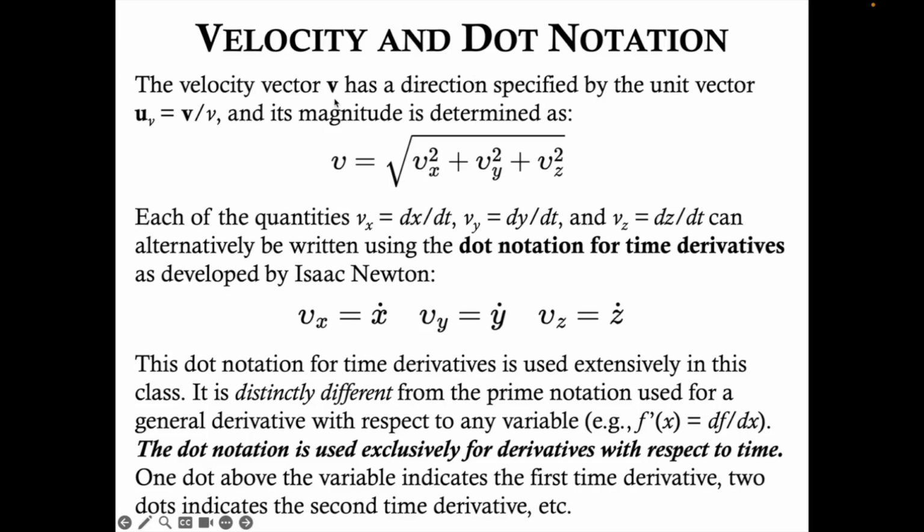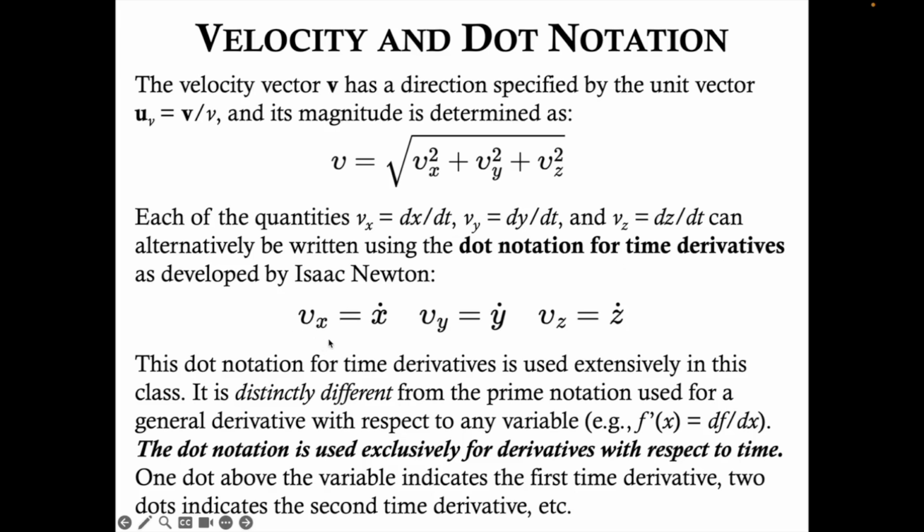So the velocity vector v has a direction specified by the unit vector u sub v equals vector v over scalar v, and its magnitude, the scalar v, is determined as follows: v equals the square root of the sum of the squares of the components. Each of the quantities, vx equals dx by dt, vy equals dy by dt, and vz equals dz by dt, can alternatively be written using the dot notation for time derivatives as developed by Isaac Newton. This is a convenient way to indicate time derivatives. So here's that dot notation.